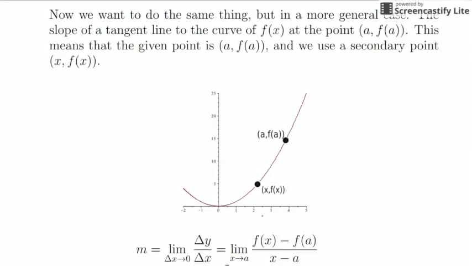Now we're going to take a look at the slope of the tangent in a more general form. So now we're going to do the same thing that we just did, but in a more general case. We're going to find the slope of the tangent line to the curve f of x at this point, and we're just going to let x be a. So then our general point here is going to be the point a comma f of a.